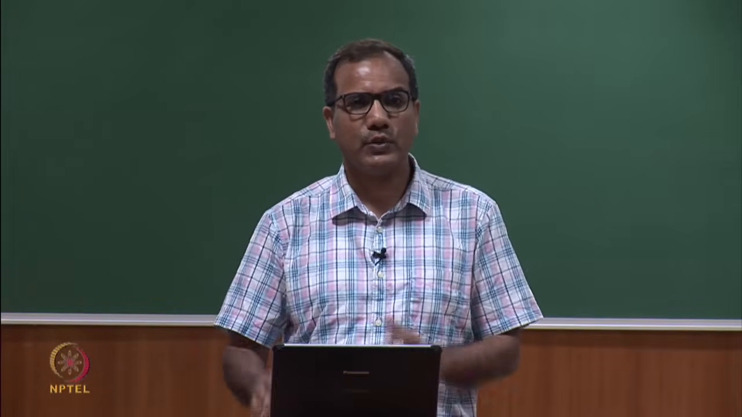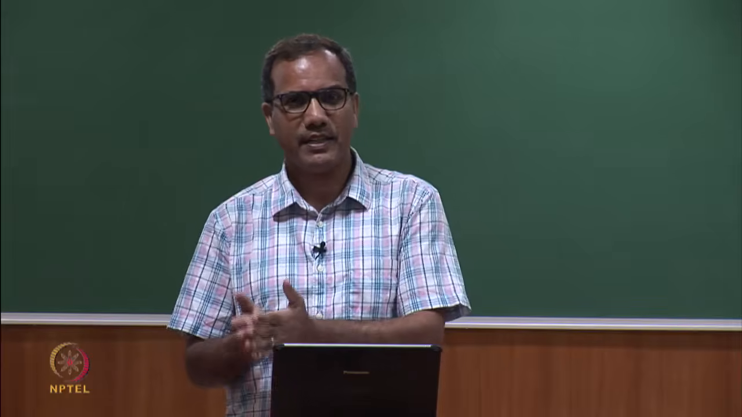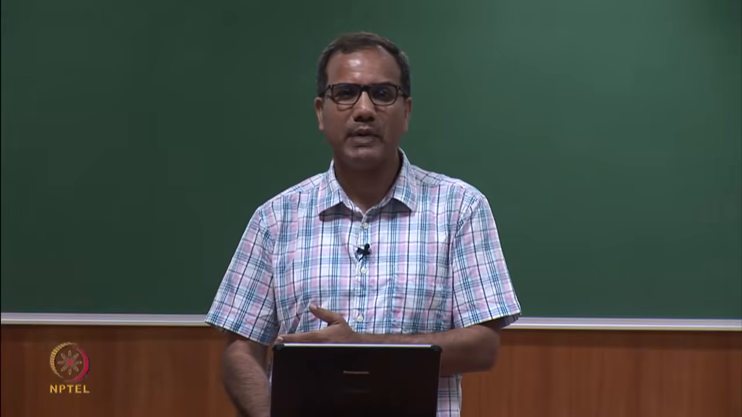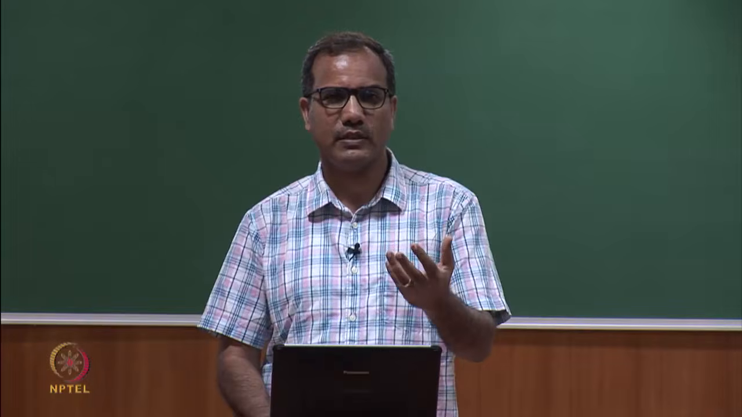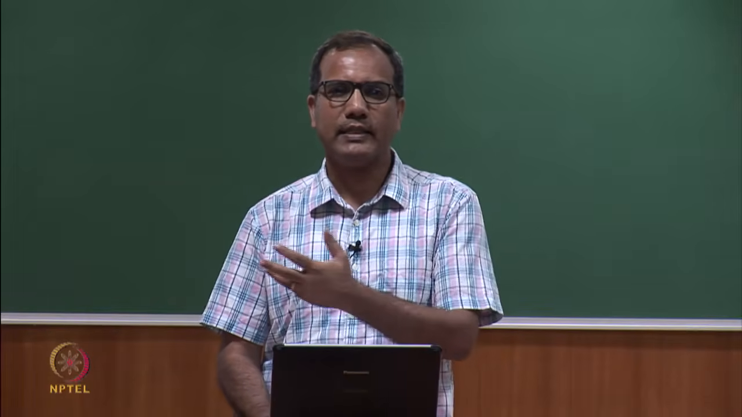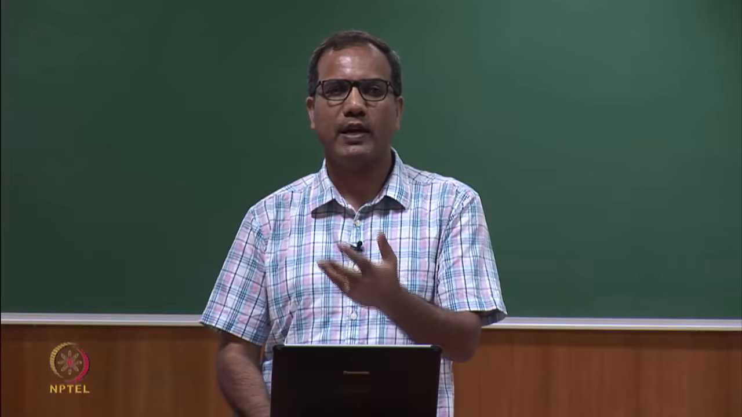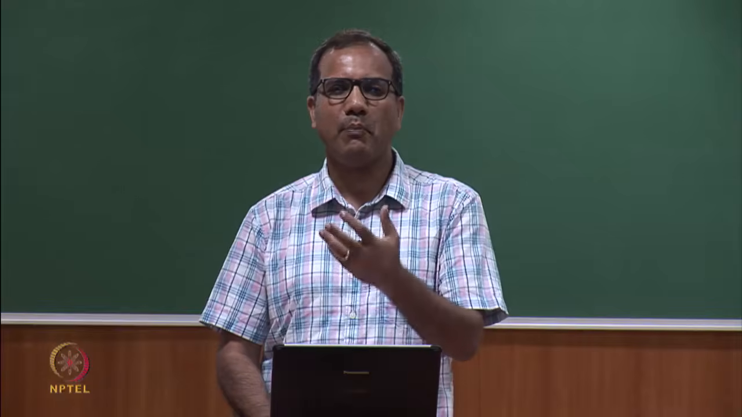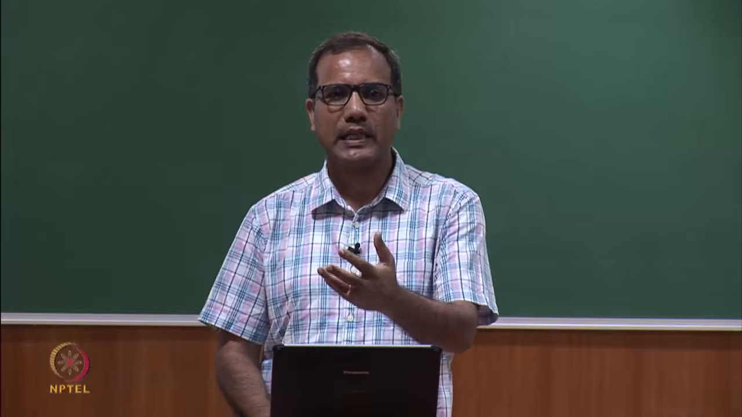Then come to the second part of the question, why. So, in this course we are going to discuss why cherries are red, why blueberries are blue, why a leaf is green. So, this kind of question we are going to discuss. Our world is colorful and different objects have different colors. We are going to discuss why a particular object has that particular color.